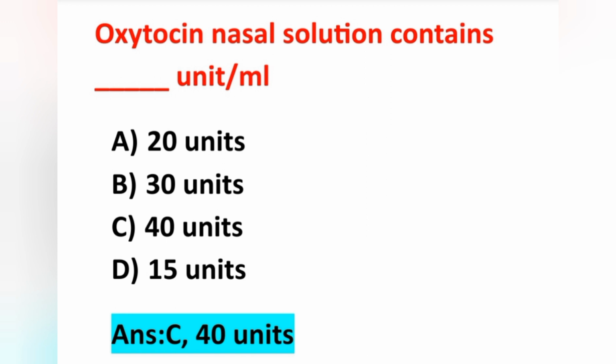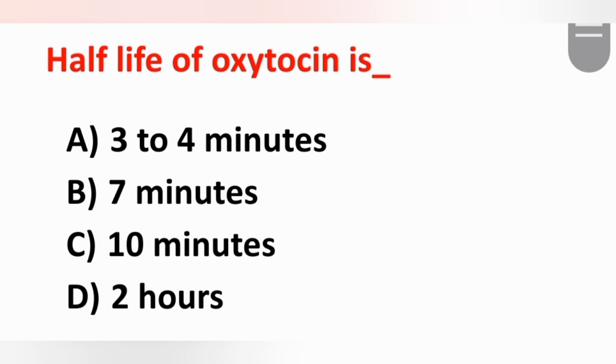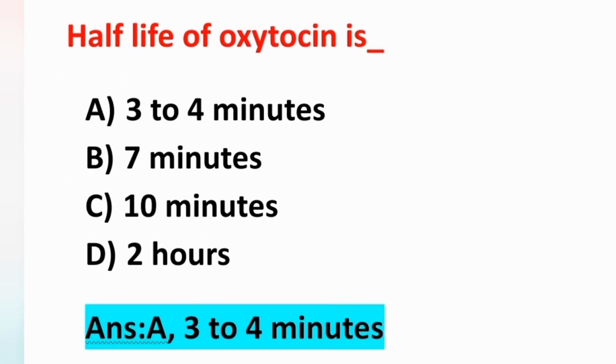And the next question, half-life of oxytocin is. And our options we can see, first option 3 to 4 minutes, option B 7 minutes, option C 10 minutes, option D 2 hours. Correct answer for this question is option A, 3 to 4 minutes is the half-life of oxytocin.